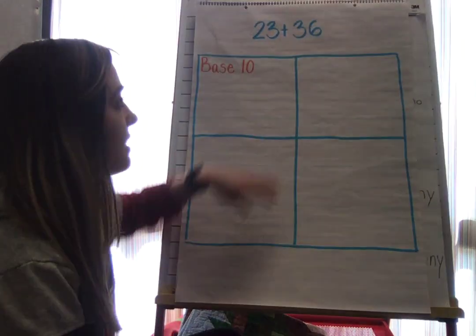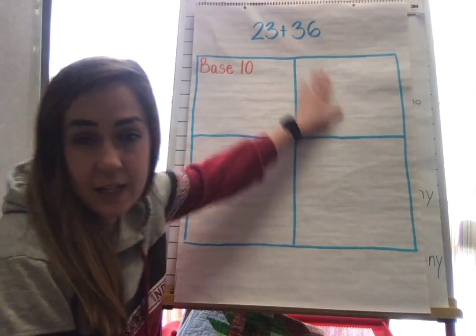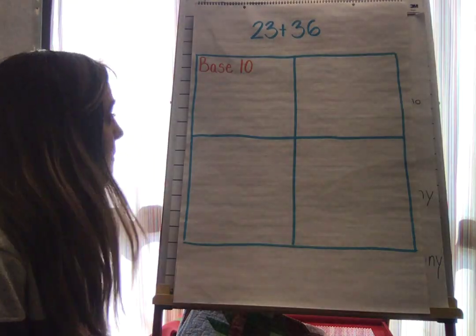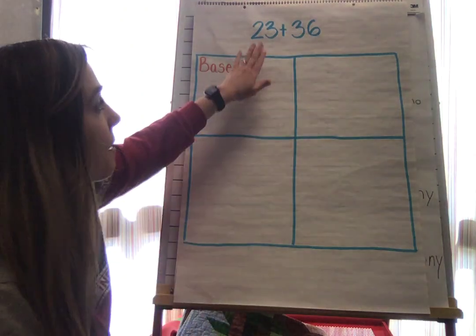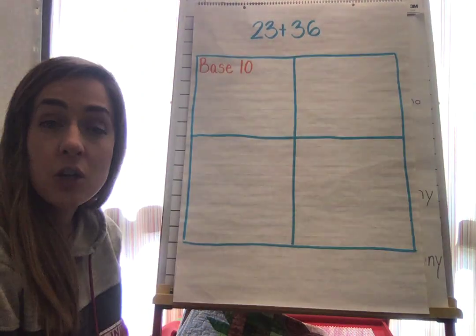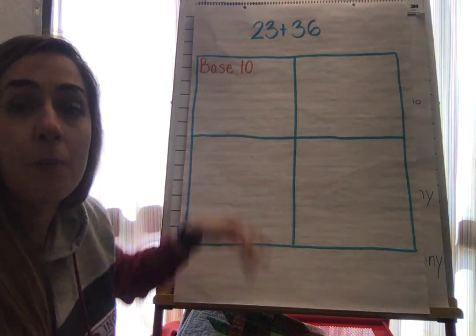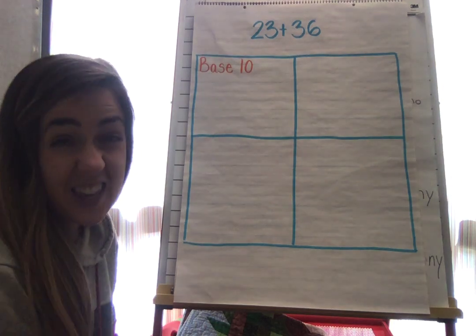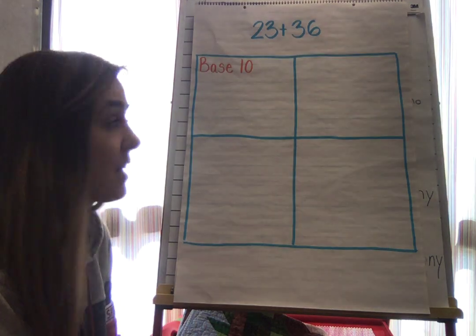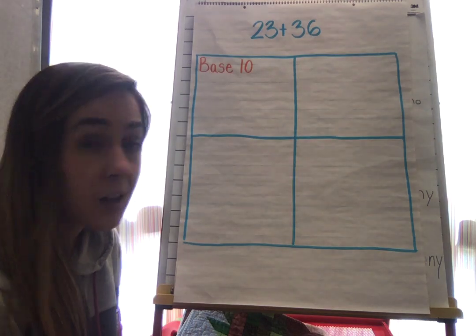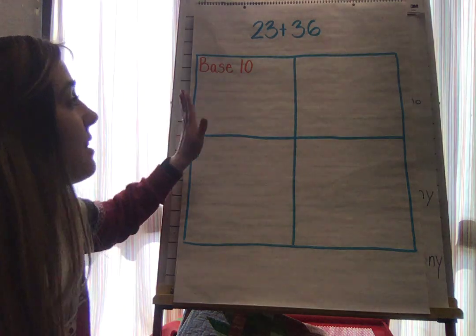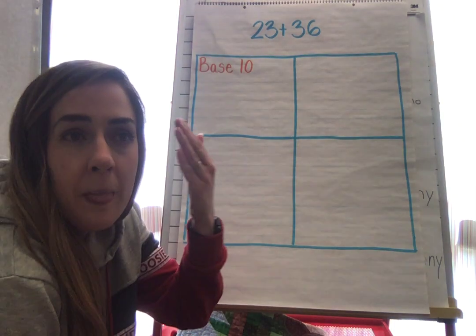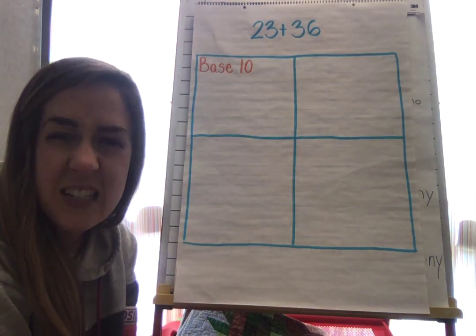I have the number sentence 23 plus 36. In this box, I'm going to make my picture look just like my number sentence. I also want to use my paper to help me make it look neat. My paper has blue lines, just like I think that your journal paper should have blue lines too. My sticks are going to all be the same size. They're going to be in nice rows. They're not going to be all over the place, because that doesn't help me out when I'm going to count it up. It makes it more confusing.